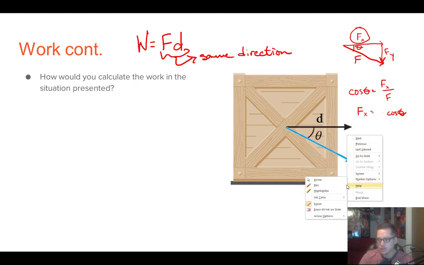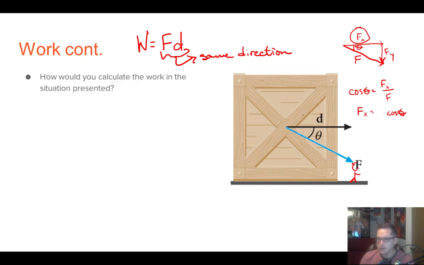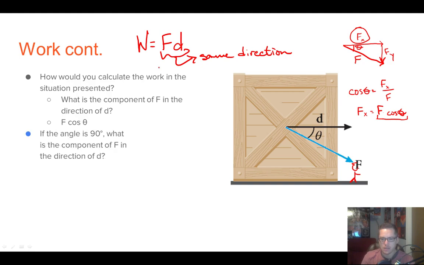Just got rid of the whole thing, didn't it? All right, F cosine theta. So if we wanted to figure out the work that's being done here, we really only care about this guy. So our force would have to be this thing, because we only care about the F of x portion of it. So it would just become F cosine theta d.